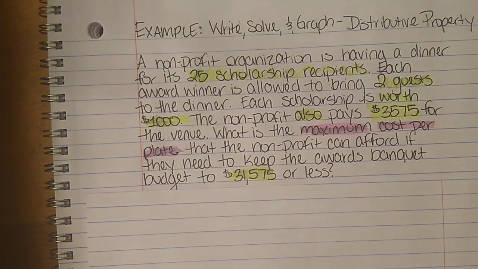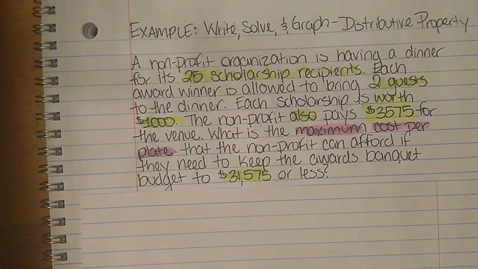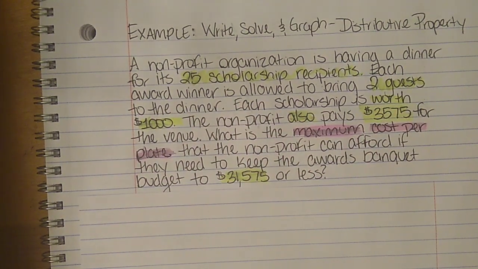All right, so we're going to write, solve, and graph an inequality that involves the distributive property based off of this word problem. As with every word problem, as is the same pattern that we've been doing a lot, you've got to look at what the important information is within the problem. So our first piece of important information is the 25 scholar recipients that this dinner is going to have. We also know that each winner is allowed to bring 2 guests to the dinner.